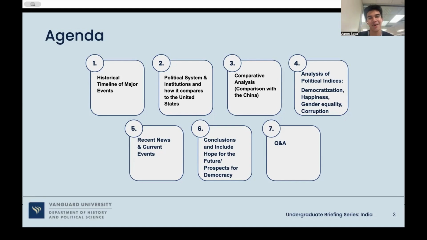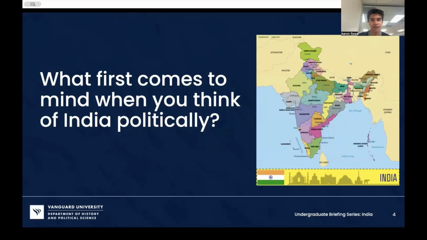Then Sydney will go into the happiness report. George will cover gender equality. Genesis will examine corruption. George will come back and dive into some recent news. Then we'll do some Q&A, and we're going to have a great time today. We're very excited to share all the data we've gathered with you. We're going to start off with our thesis.